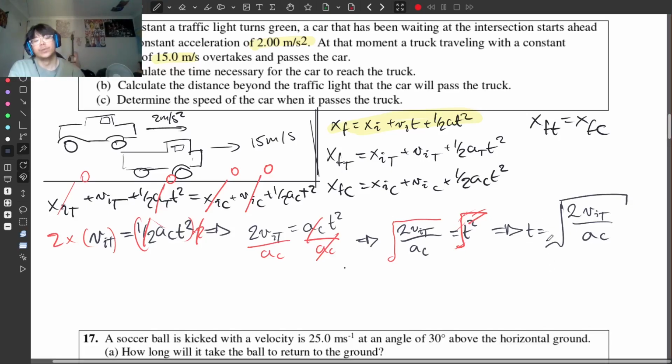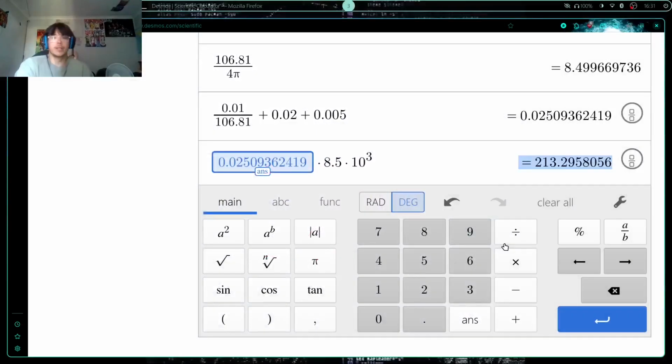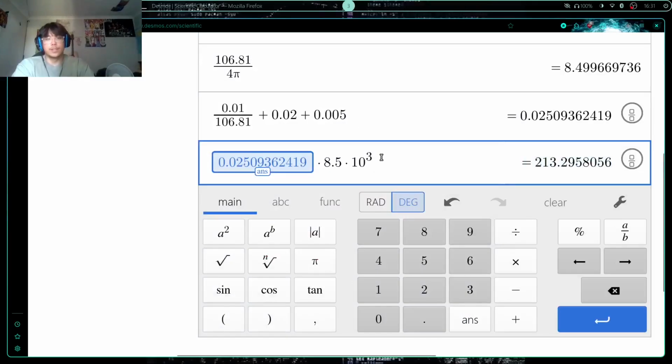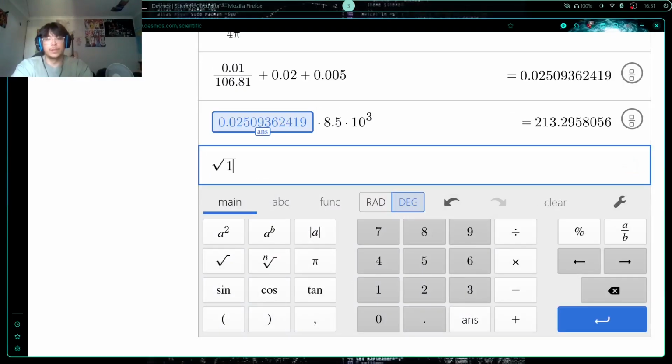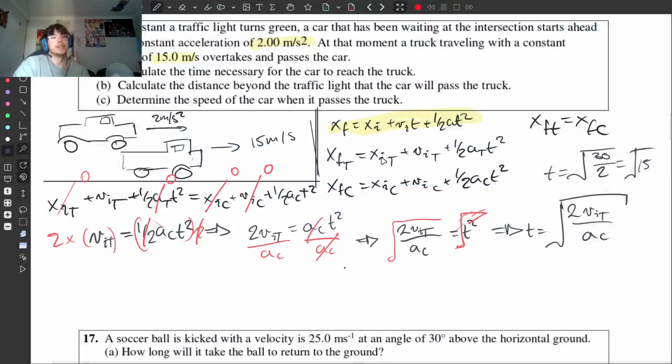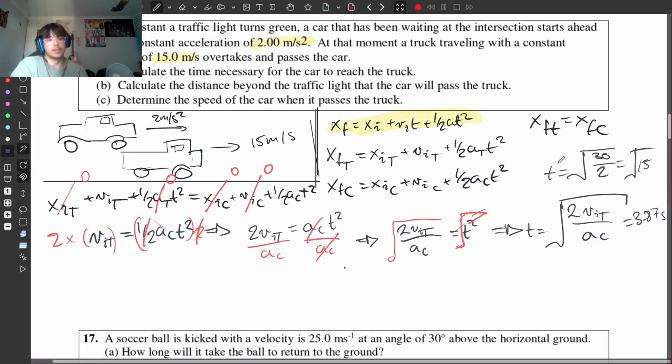So then we plug in our values here. Our velocity of the truck is this, and our acceleration of the car is this. So our answer is just t equals the square root of 2 times 15, which is 30, over the acceleration, which is 2, which is just the square root of 15. Square root of 15 is 3.87. So 3.87 seconds.